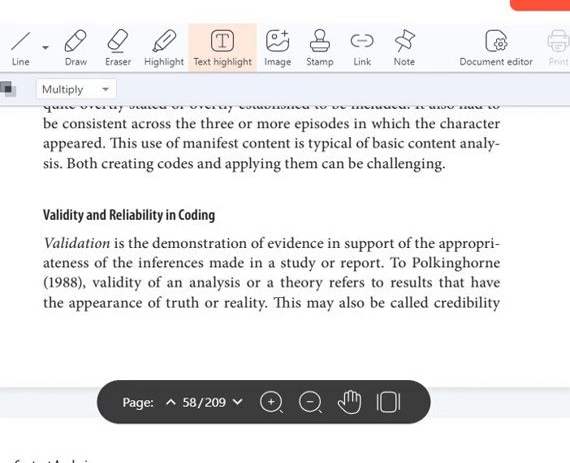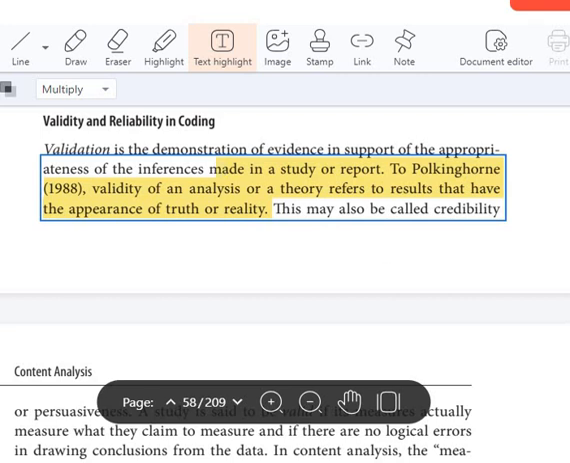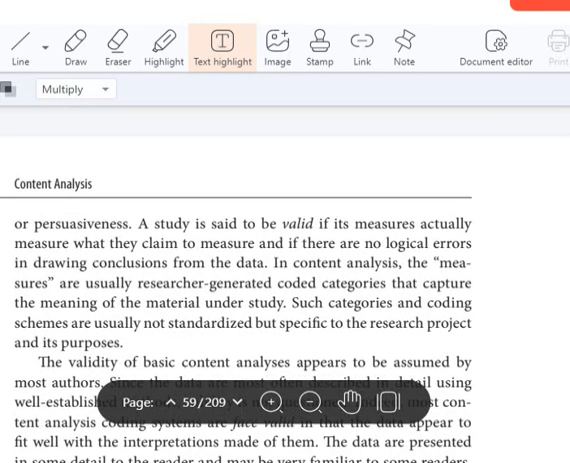What about validity and reliability in coding? What do we mean by validity? Validation means that it is correct. Validation is the demonstration of evidence in support of the appropriateness of the inferences made in a study or report. Validity is so important in research because you try to give evidence that supports what you state in your research. So validity of analysis or theory refers to the results that have the appearance of truth or reality. You can call it credibility or persuasiveness.